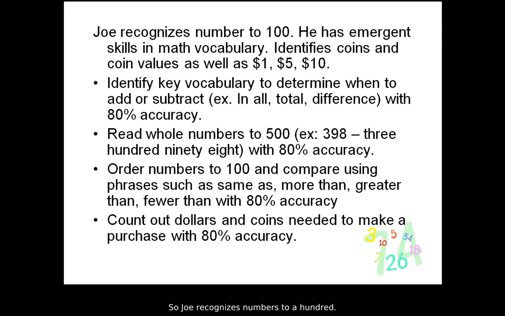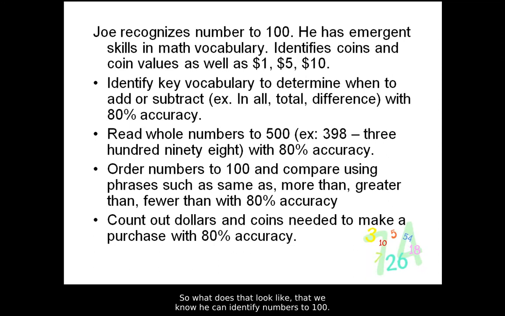So Joe recognizes numbers to 100. He has emergent skills in math vocabulary, identifies coins and coin values, as well as $1, $5, and $10. The data shows this is what Joe knows. So this next year, Joe is going to identify key vocabulary to determine when to add or subtract in all total difference with 80% accuracy. If you notice here, it's about addition or subtraction. It's not all math vocabulary. We're going to assume that the data in the PLAAFP statement is around identifying math vocabulary for just addition and subtraction.